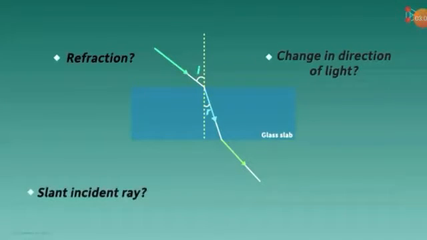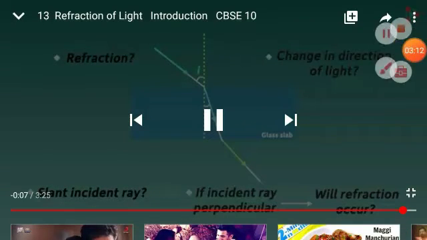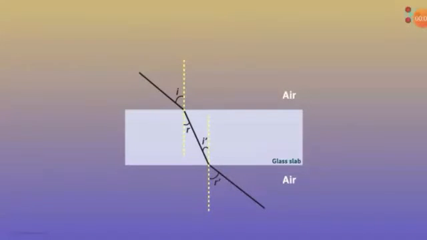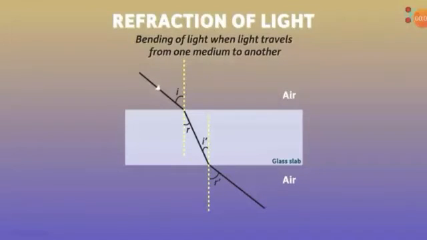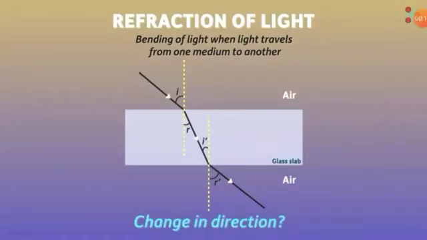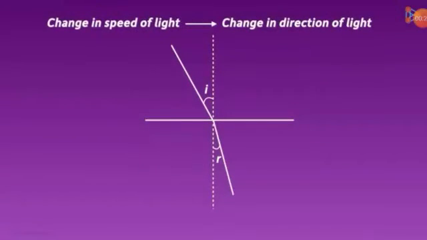Now, what is refraction and what is change in the direction of light? What is a slant incident ray? And if the incident ray is perpendicular, does refraction occur? These are certain questions which we will solve. Up to now we have studied an incident ray and a refracted ray, and that refraction of light means bending of light when light travels from one medium to another. Now we are going to study the change in direction.